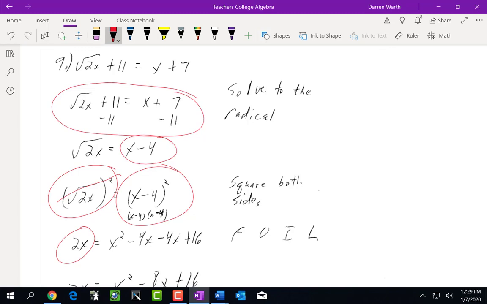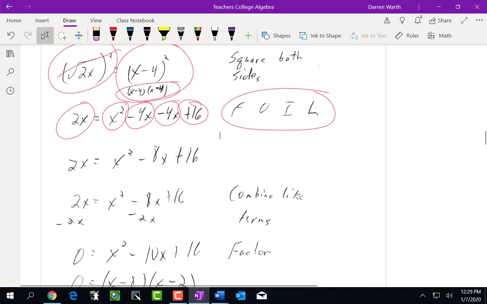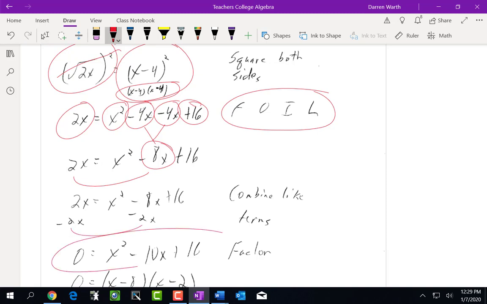And now this one, remember I have to FOIL it, so I wrote that down here, x minus 4 times x minus 4. First is x squared, outside is negative 4x, inside is negative 4x, and then last is going to be 16. So don't forget to FOIL anytime that you have anything squared. Now that I've done that, I'm going to combine my like terms. This negative 4x and negative 4x gives you this negative 8x. Then I'm going to bring my 2x on over here, so I subtract 2x. And now I'm left with this equation of x squared minus 10x plus 16.